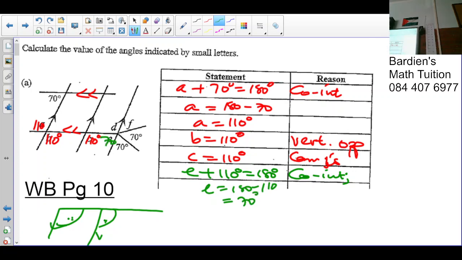Now what? D. Angles on a straight line. So 70 plus D is equal to 180, straight line. How else would I have calculated D? What is that? Alternate. Can you see that, people? So both ways, either straight line or alternate. So D is equal to 110 degrees. Alternate angles.